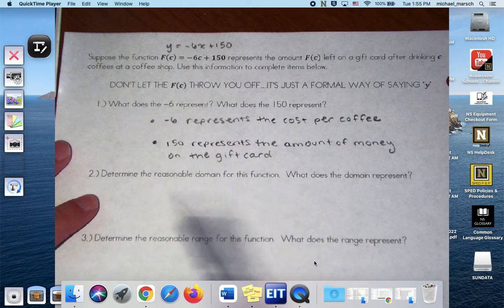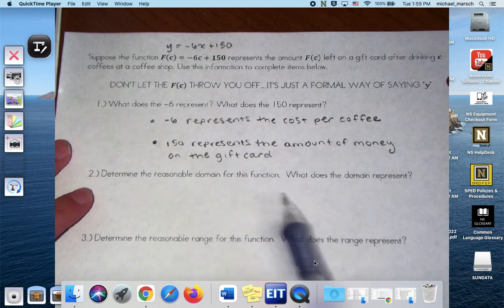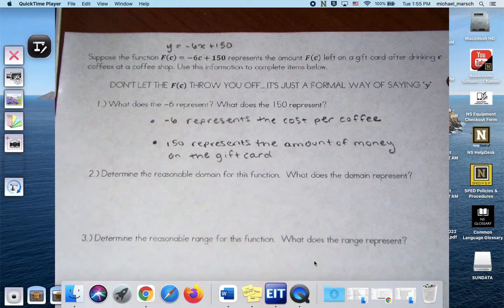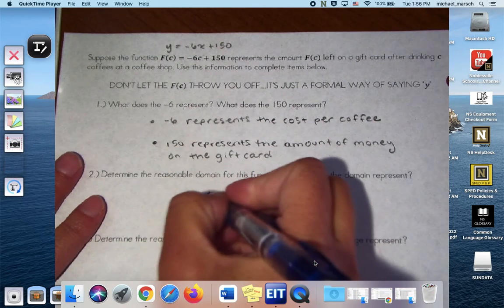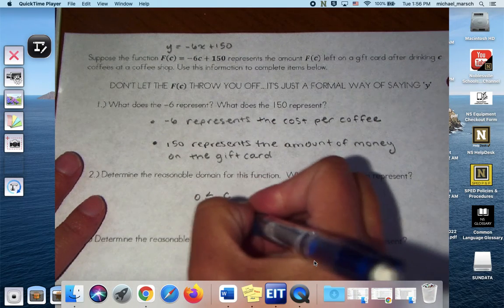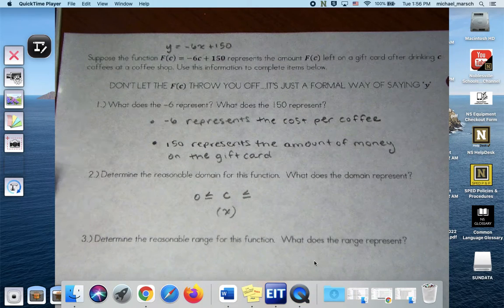What is a reasonable domain for this function? So what are the reasonable x values for this function? What do you think? Eden? 23 cups of coffee per day? Sure, but we're going to start at 0, and we've got our c, which is our x value. So you said 23, Hayden? I said more like 10. Addison? Like 5.